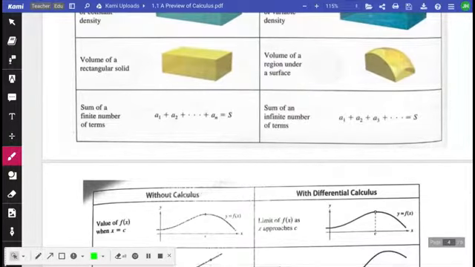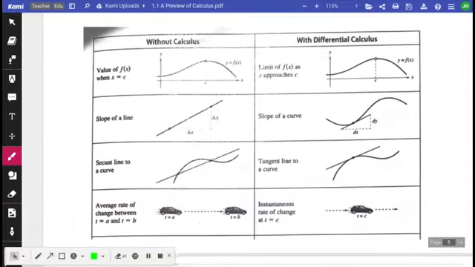This next one is the sum of a finite number, and you did sums. We did sequences and stuff in Algebra 2. We'll see some sums here, and we'll do some infinite sums. We'll do both of these coming up soon, actually.